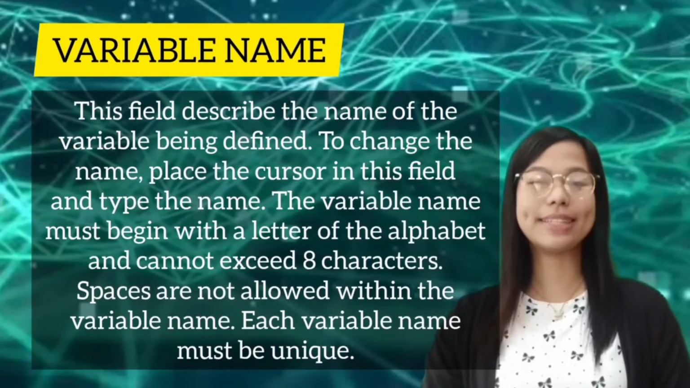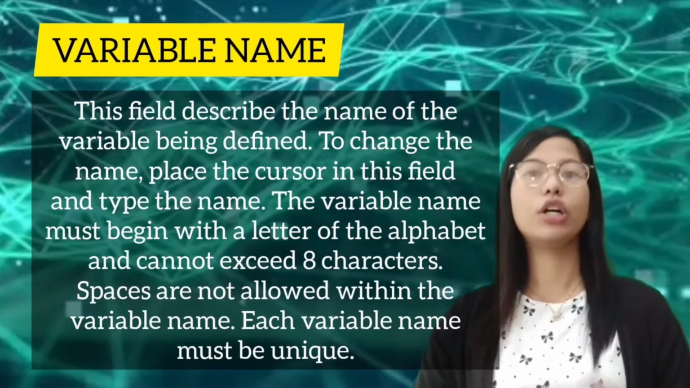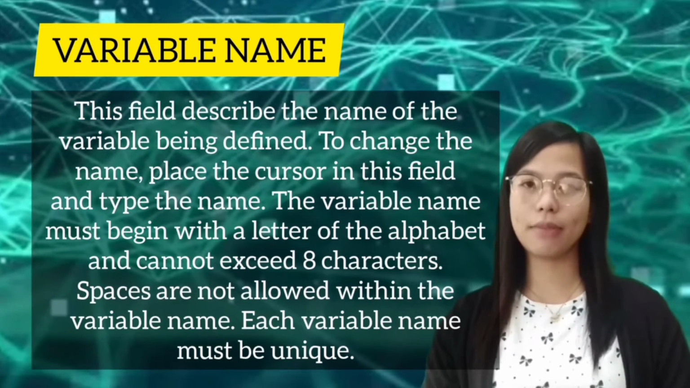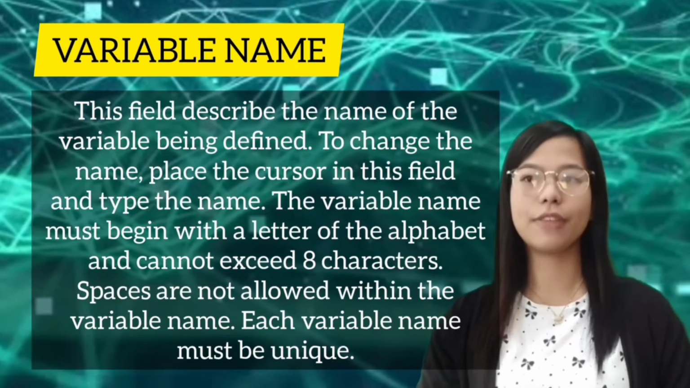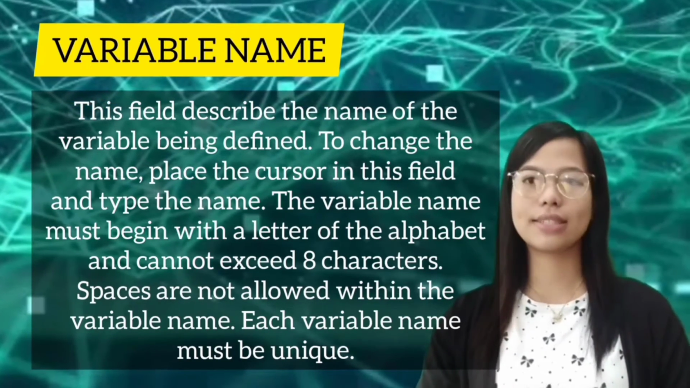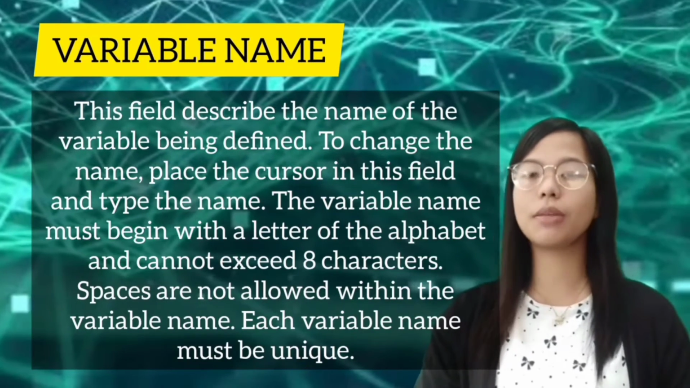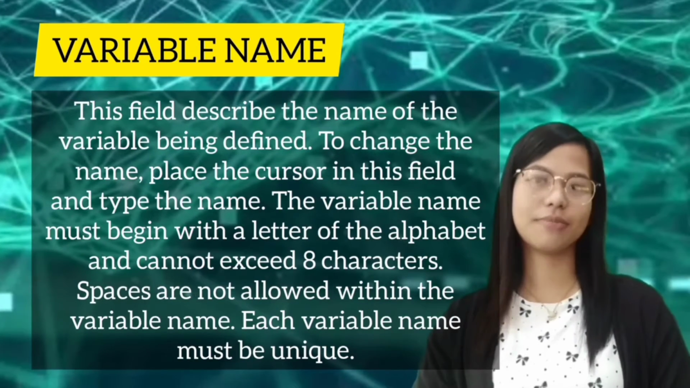Variable name. This field describes the name of the variable being defined. To change the name, place the cursor in the field and type the name. The variable name must begin with a letter of the alphabet and cannot exceed 8 characters. Spaces are not allowed within the variable name. Each variable must be unique.